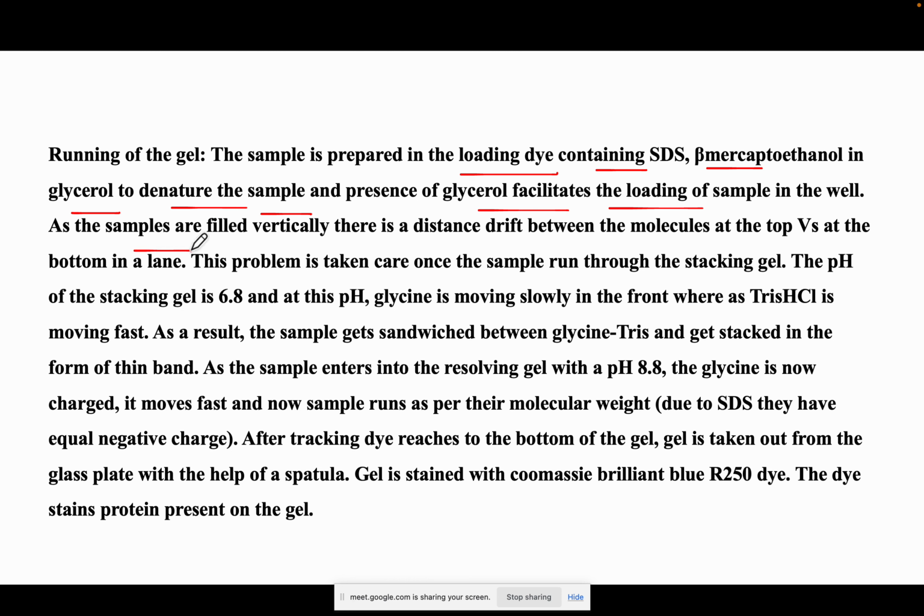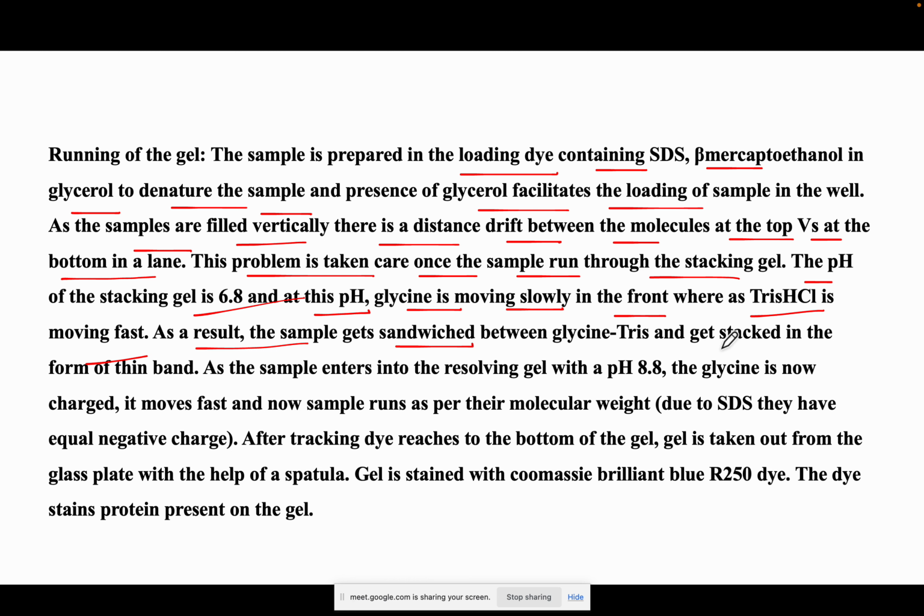As the samples are filled vertically, there is a distance drift between the molecules at the top and at the bottom of the lane. This problem is taken care of once the sample runs through the stacking gel. The pH of the stacking gel is 6.8, and at this pH, glycine is moving slowly at the back, whereas Tris-HCl is moving first. As a result, the sample gets sandwiched between glycine and Tris, and gets stacked in the form of a thin band. Okay.